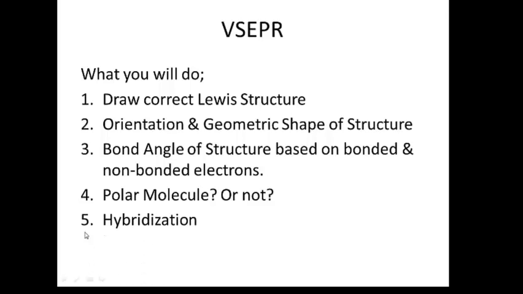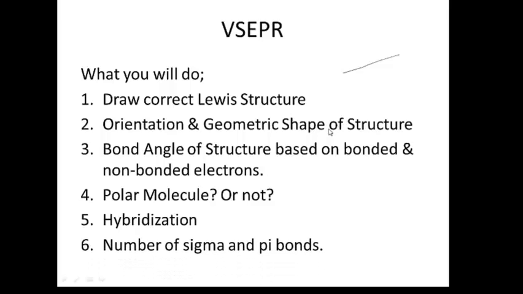Hybridization is chapter 9, section 1. I'm not going to do a video on hybridization, but there'll be a little blurb in this video. Hybridization is really easy for us. We don't get real deep into it. If you can count, you can do hybridization. So that's going to be real simple. You'll also need the number of sigma and pi bonds, which is a definition.